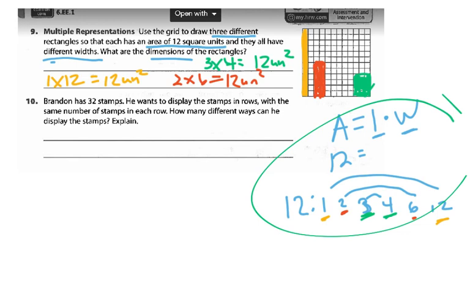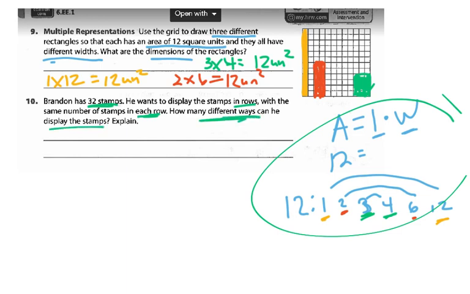Now, number 10 is the same thing. Only it says Brandon has 32 stamps. He wants to display the stamps in rows with the same number of stamps in each row. How many different ways can he display the stamps?